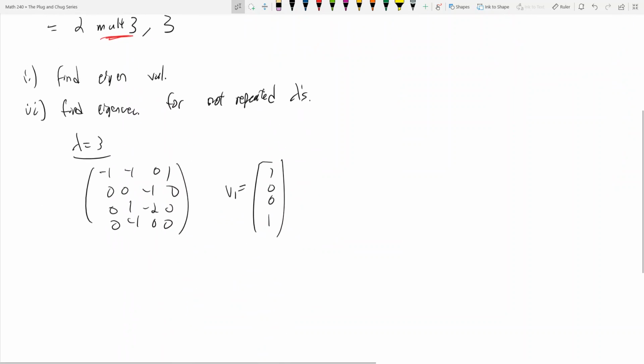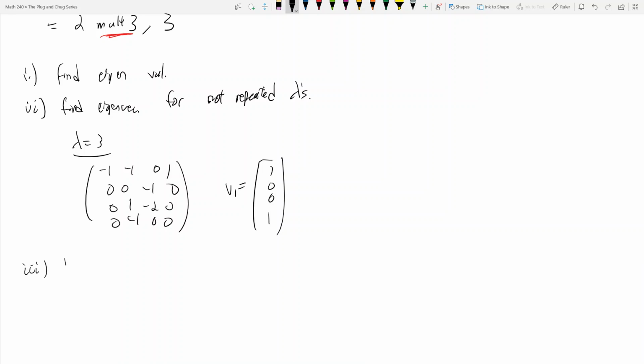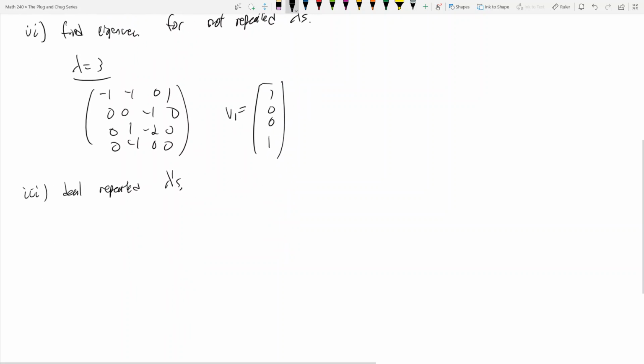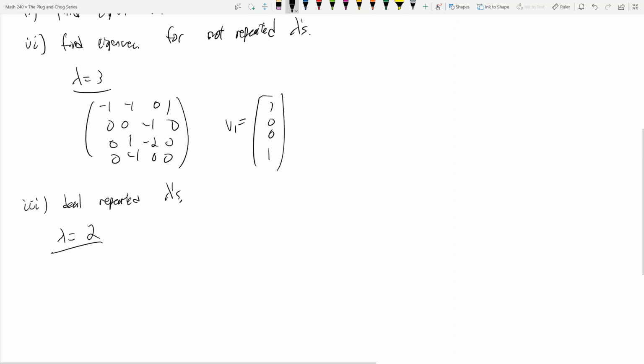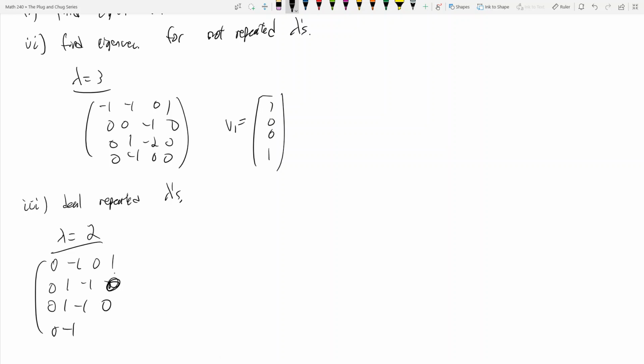Now you want to deal with the repeated lambdas. In our case, we only have one unique lambda that's repeated, which is 2. Lambda equals 2, it's repeated. And what do I get? I get 0, negative 1, 0, 1, 0, 1, negative 1, 0, and then 0, 1, negative 1, 0, and 0, negative 1, 0, 1.